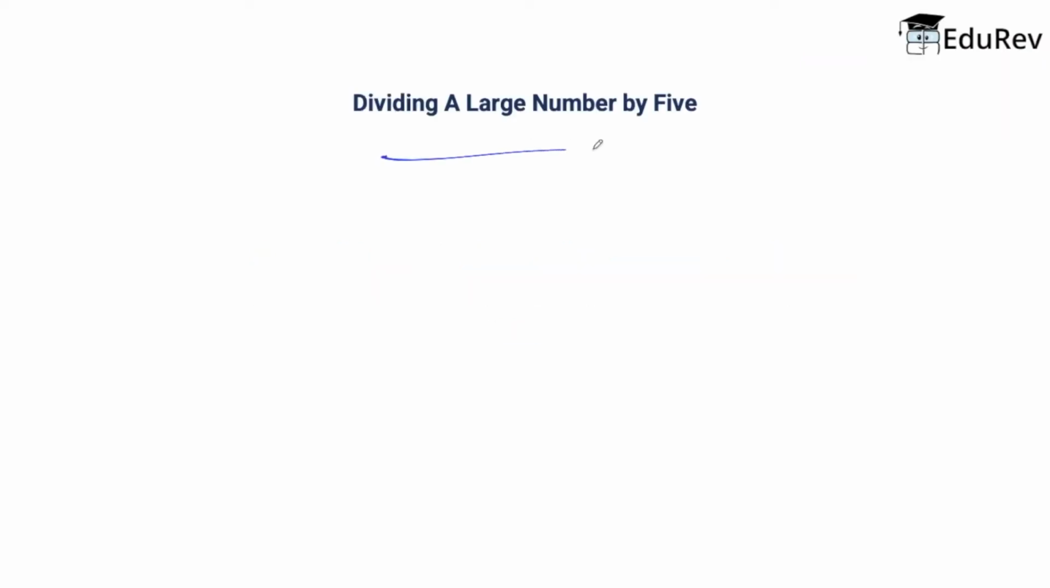Alright, dividing a large number by 5. So whenever you have to divide a number x by 5, what you basically need to do is, you first need to multiply that number by 2. So that number is going to be 2x. And then you have to shift the decimal one place towards the left side. Now this might sound a bit complex when you hear it for the first time, but it's actually very simple. So let's understand this with the help of an example.